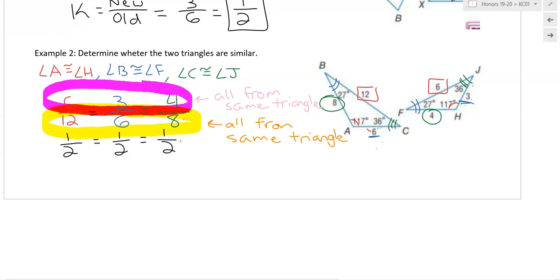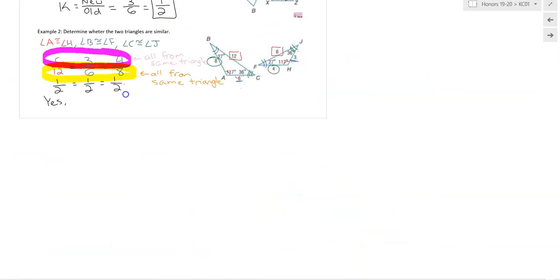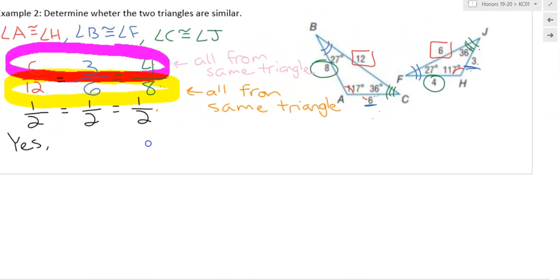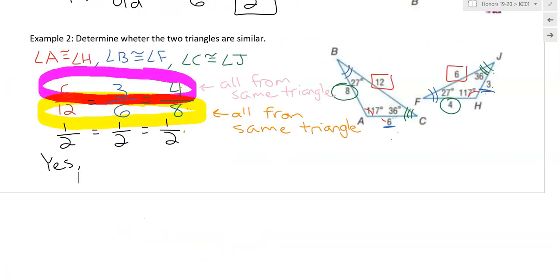Now, here we can say that, yes, and then we're going to write our similarity statement. Sorry that it jumped. Hold on. Hopefully it will stay. But now we're going to write our similarity statement. So I'm going to go with triangle A, B, C, right? A, B, C. Similar only has one little squiggle. And then I'm going to go in the same order, H, F, J. Okay, so be very careful with how that is.